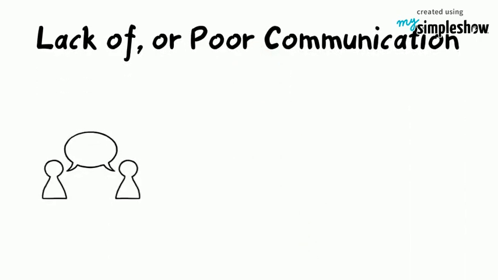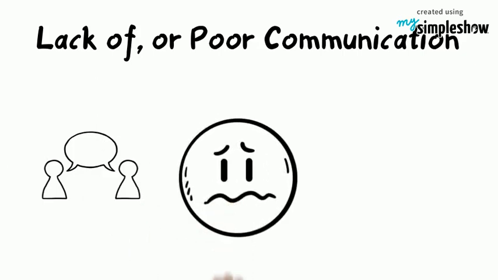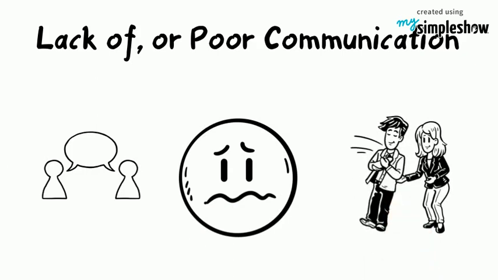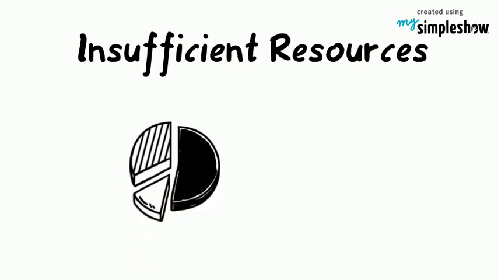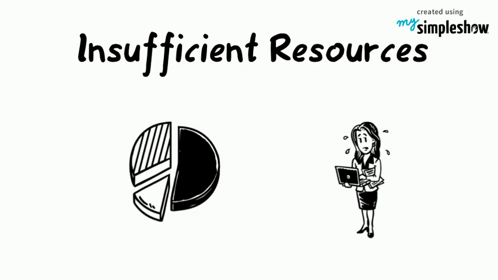If employees are not informed about decisions or are not sure of what to expect next, they start to rely on rumors, which are not always reliable. Insufficient resources or unequal distribution of resources to perform a task will cause stress amongst employees.